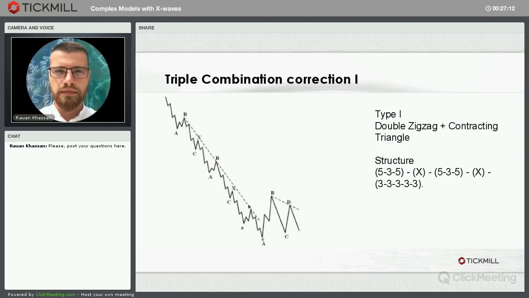Moving further, we are able to see that sometimes the market develops a very extended type of correction model, and then we need to consider a triple combination. So the first possible outcome for a triple combination is a double zigzag, which we have described just before, plus a contracting triangle.